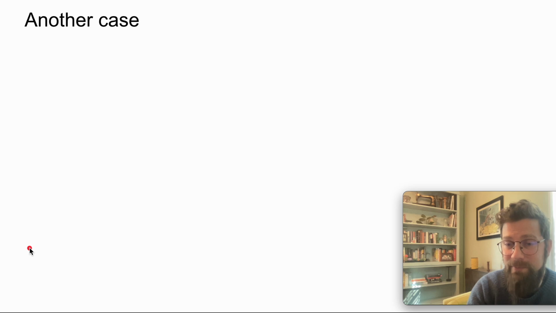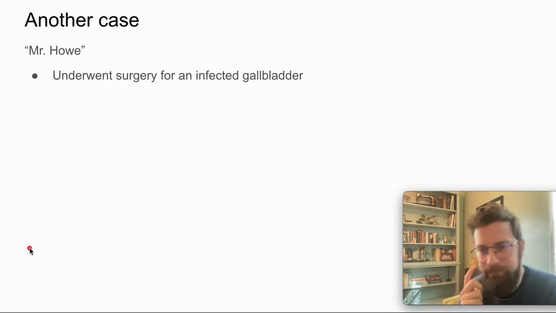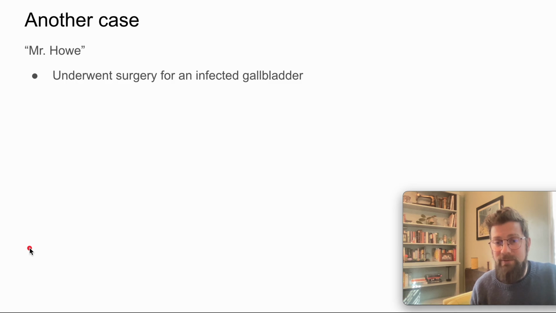So let me give you one more case from Gawande's essay. This figure is named Mr. Howe. Mr. Howe is a patient who underwent surgery for an infected gallbladder. This is a pretty routine procedure. Gallbladder infections do happen, and it's not a hard thing for a patient to recover from. The prognosis for getting an infected gallbladder dealt with is likely to result in full patient recovery.